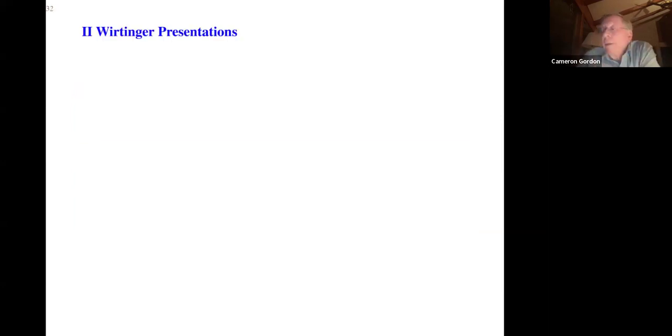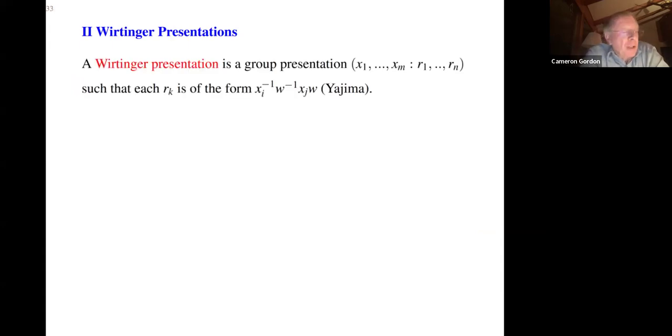So let me briefly mention Wirtinger presentations. A Wirtinger presentation is a finite group presentation with generators x1 to xm and relators r1 to rn, and each relation is of a very special form. Each relator says that some generator xi is conjugate to some generator xj, possibly the same generator, by W, which is just some arbitrary word in the generators. I think in this context, these presentations were first introduced by Yajima.